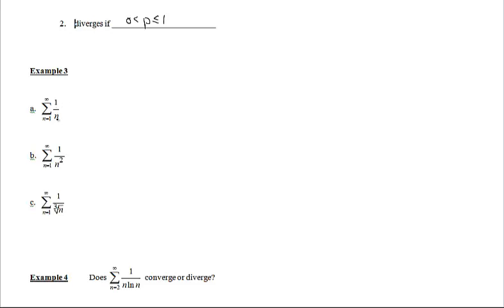But for all of these you just need to be able to identify our P series. So the power here is 1, the power here is 2, and if you rewrite this denominator as n to the 1/3, the power is 1/3. So you can just easily identify that. There's not any work to be shown. You would just say this is a divergent harmonic series with P equals 1.